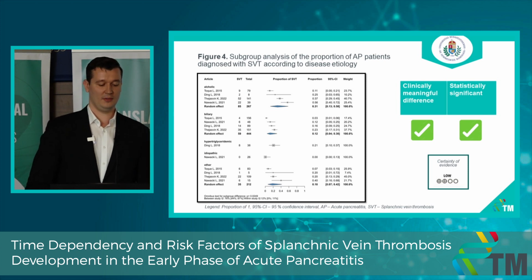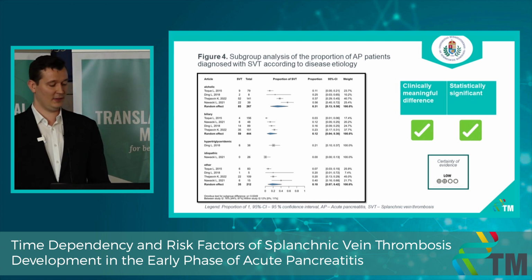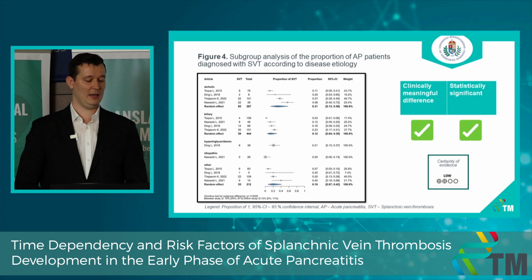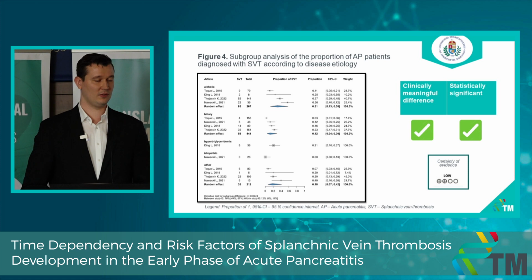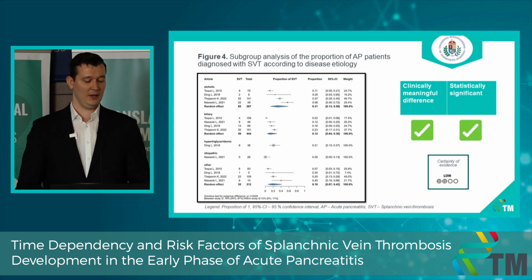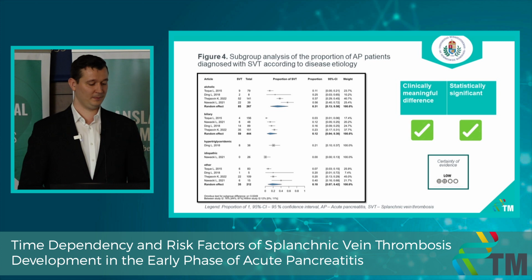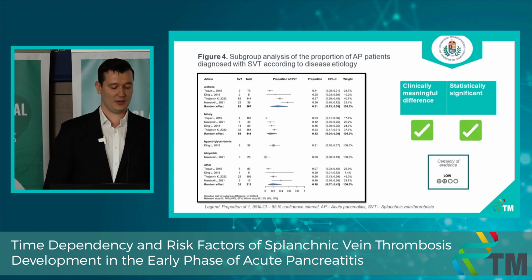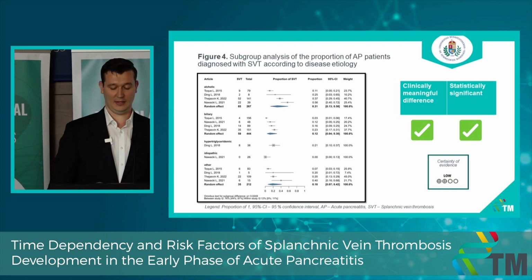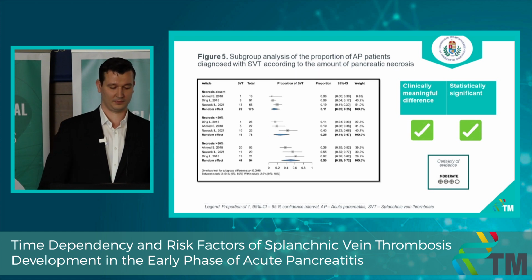On the fourth forest plot, you can see a subgroup analysis by disease etiology. And you can see that alcoholic-induced AP patients are the most impacted. The prevalence is 31%, or 1 in 3 patients has thrombosis. And in contrast, biliary patients have only a 12% prevalence. These results are both statistically significant and clinically meaningful, as they highlight high-risk patients.